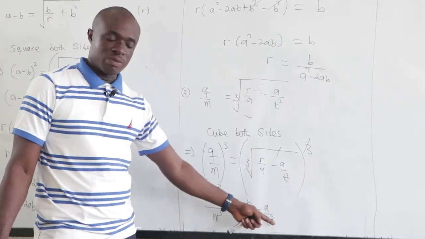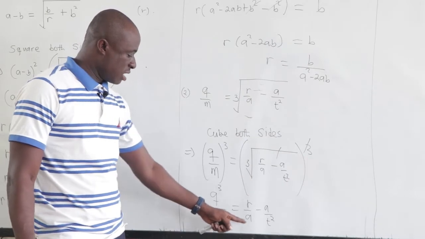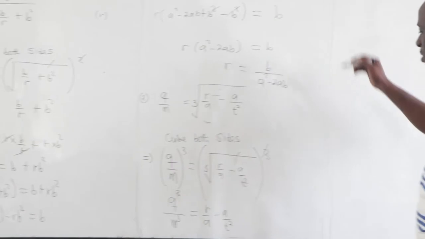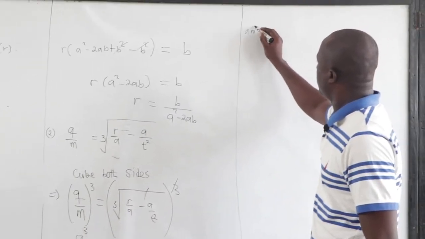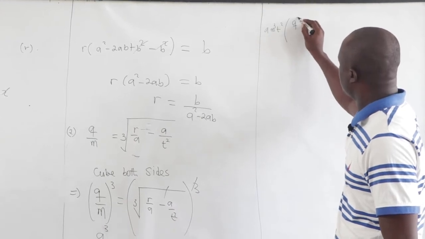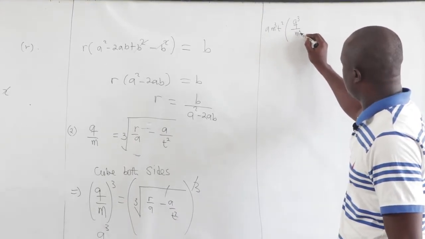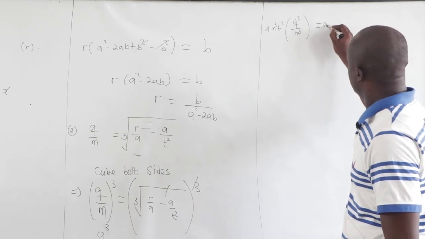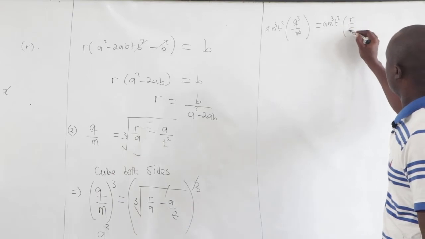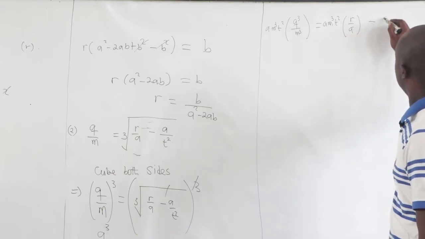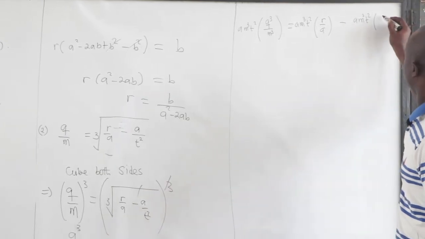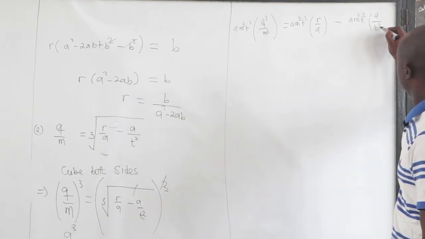Now, we want to make T the subject. What is the LCM? The LCM is A M cubed T squared. So we multiply through with the LCM. We have A M cubed T squared multiplied by the first term, R over A, minus A M cubed T squared multiplied by A all over T squared.